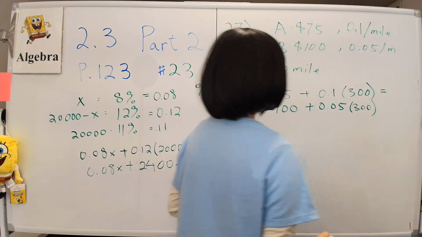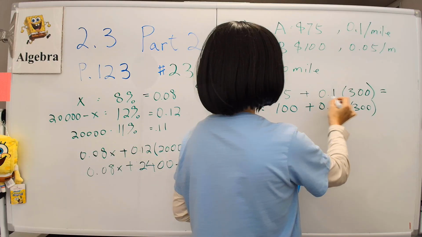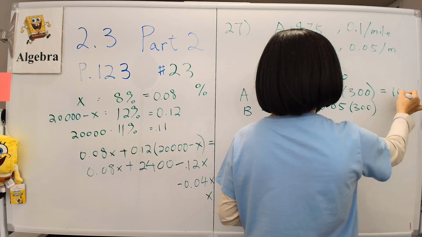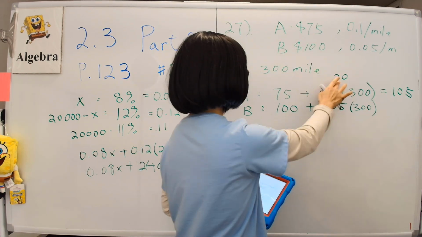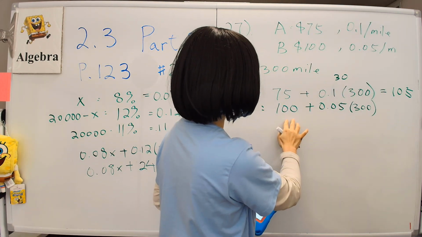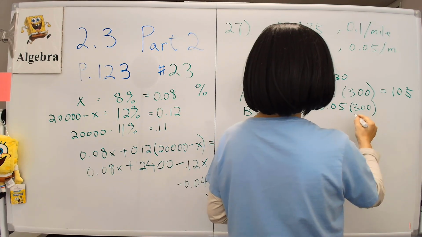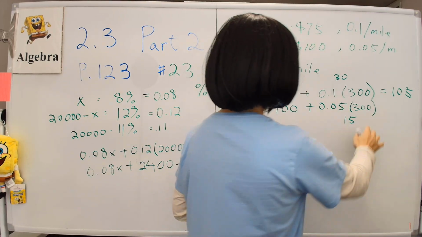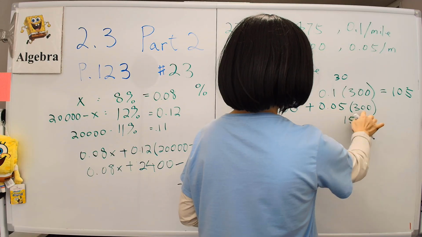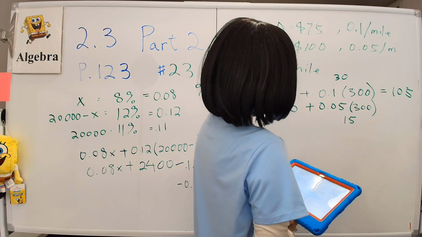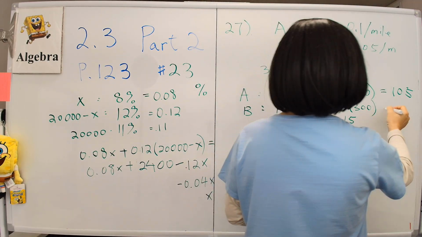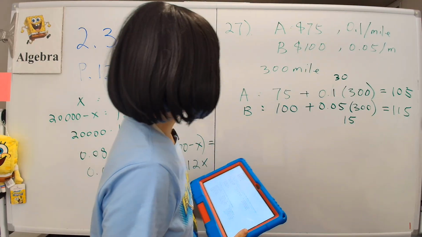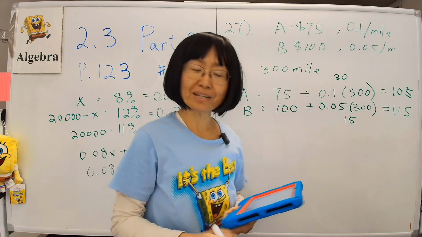So this is 75 plus 0.1 times 300, that's 30. That would be equal to 105, 75 plus 30. And then plan B, we have 100 plus 5 times 3 is 15 here, and you knock out 2 zeros because you have 2 decimal places. So the 2 zeros are gone, and all we have is 15. So this will be $115. All right, so as a result, plan A seems to be the better option.